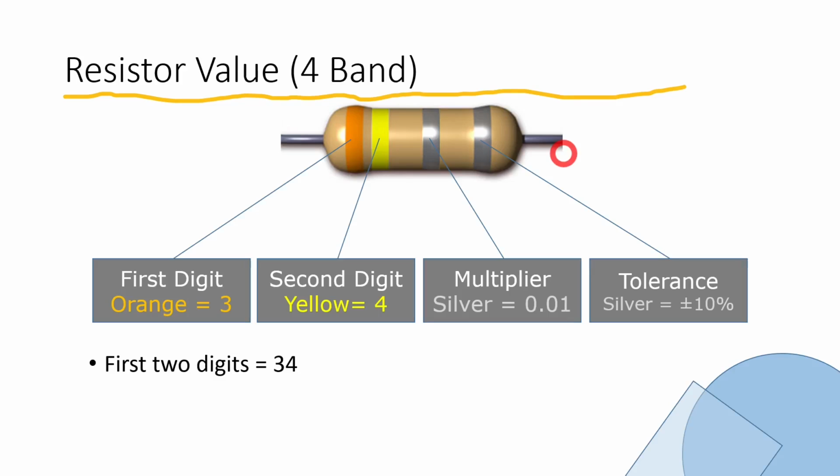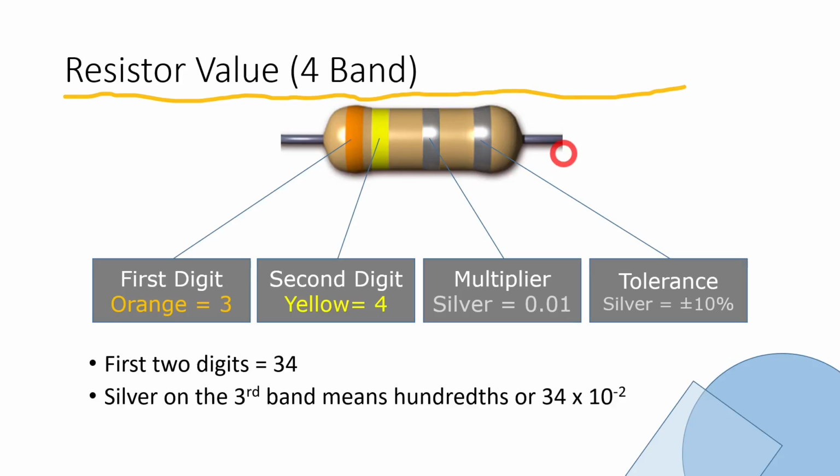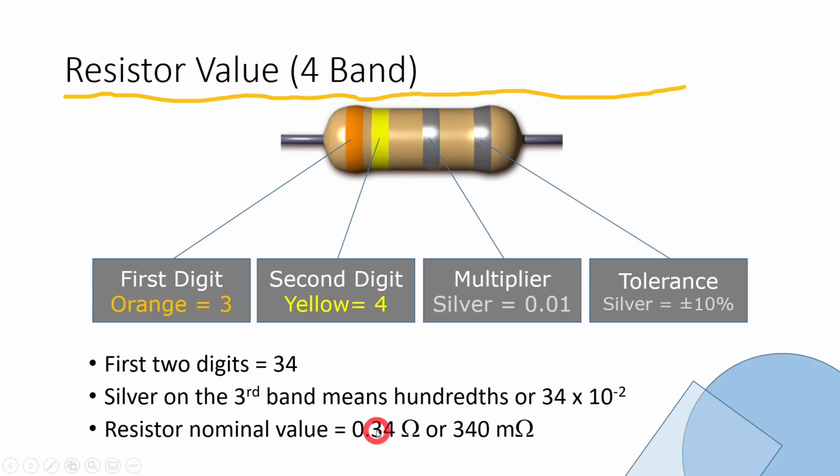So our first two digits together is 34. But since we have silver on the third band, that means times 10 to the negative 2. So we have 0.34 or 340 milliohms. Now see, we took this and we just went 1, 2, 3 over. And that's why we have 340. We had to move in groups of 3 to make it engineering notation. And since we moved it group of 3 to the right, we have to use a milli to move it 3 to the left again to get the proper quantity.